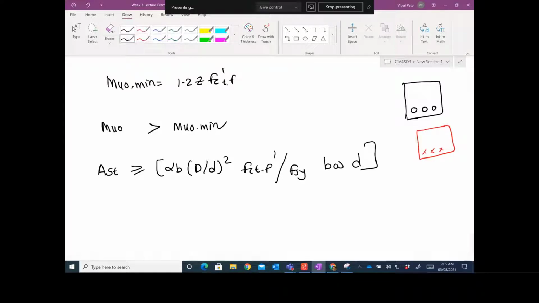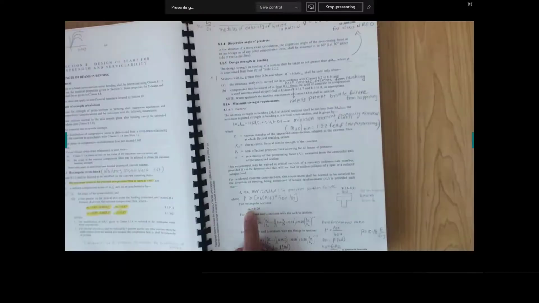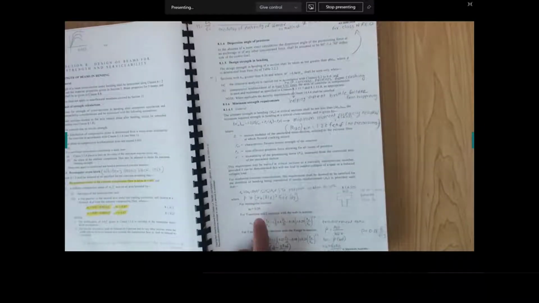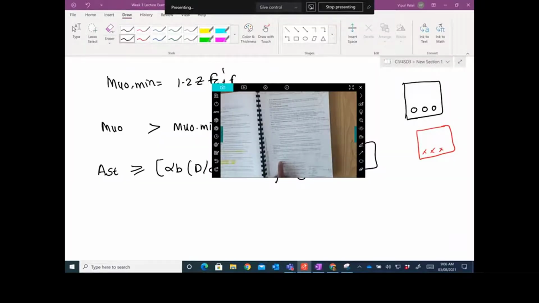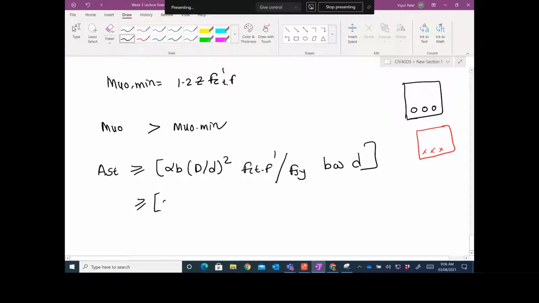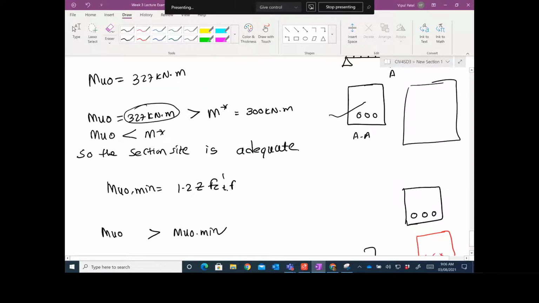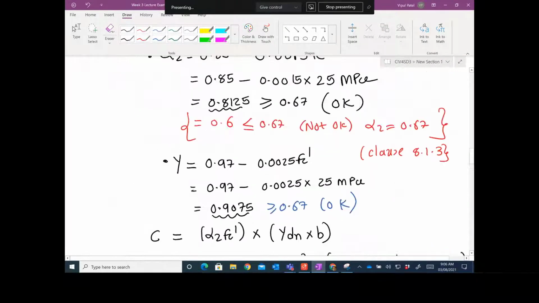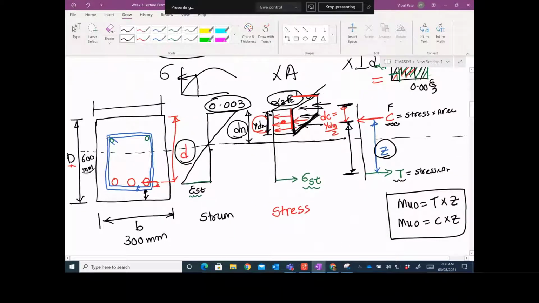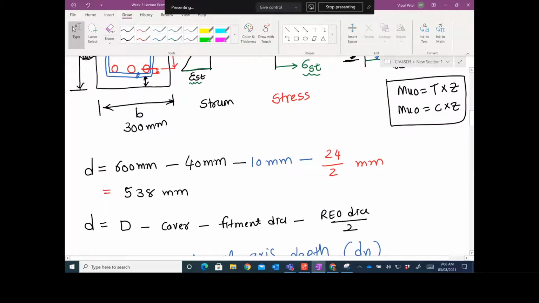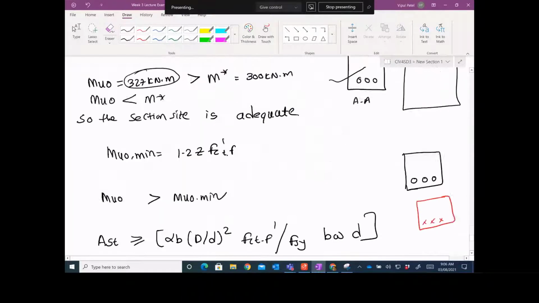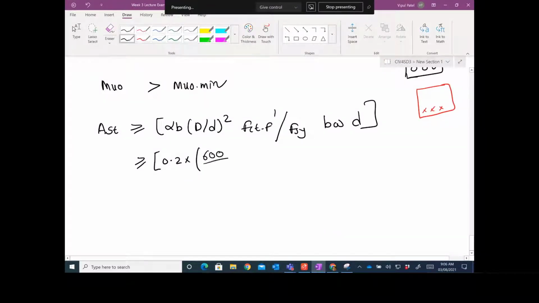So to ensure ductility, the Australian standard has given you this value. Alpha b is just a constant, 0.2 for rectangular sections. We have a rectangular section, so 0.2. The depth of the whole cross section is given as 600, and small d is 538. So 600 divided by 538 squared. Now fct.f.